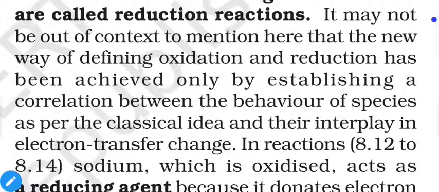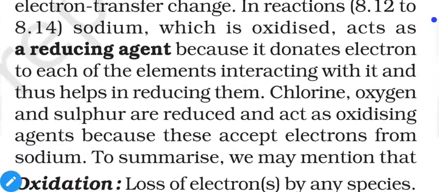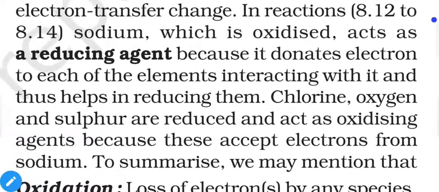That means at least one of the elements should accept the electron and it will be reduced, and one of the elements should release the electron, so it should be oxidized. The same is mentioned in reactions 8.12 to 8.14. All of these reactions show reduction and oxidation, and we also discussed agents, that means reducing agent and oxidizing agent. Elements which get oxidized also reduce another element, and that's why it is called a reducing agent. Let's understand it with our given reactions.